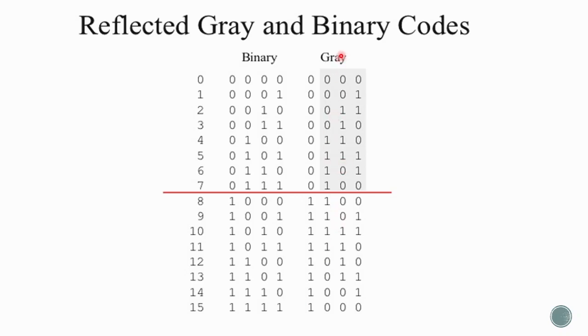All the other bits are the same in reverse order, right? This line is like a mirror. Above and below digits are the same in their position. Okay. This is the reflected property of our gray code, but for binary this is not the same.